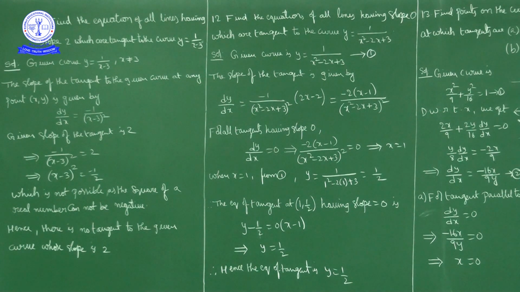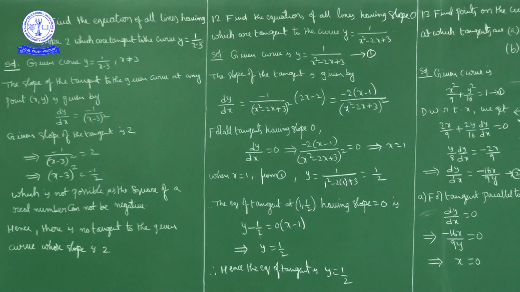So there is no tangent to the given curve with slope 2. We cannot find any tangent to this curve with slope 2.